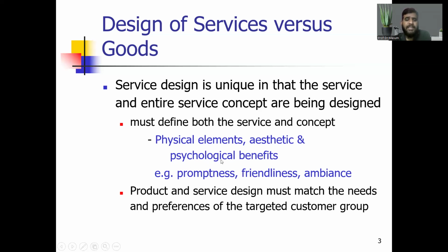Because people think that there is some status quo. Status quo means that you are feeling better using iPhone. So when you are using services, its physical elements, aesthetics, and psychological benefits, you have to take care. Proneness to use, friendliness of the services, and ambience, or your feeling.